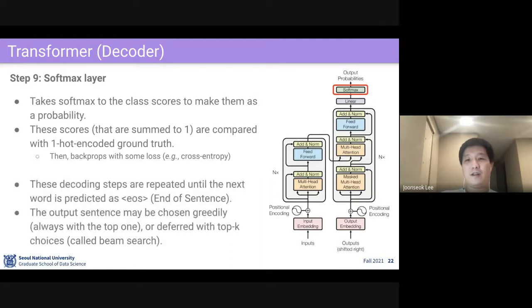Okay, so as I told you, the decoding steps are continued auto-regressively until we have a special token, which is EOS. Once this model believes that this is the end of the sentence, we are done with the translation, and it will output EOS. It is trained to output EOS at the end of the sentence. And the output sentence may be chosen greedily, which is the argmax of the estimated probability, or it can defer the decision with the top k choices up to that part.